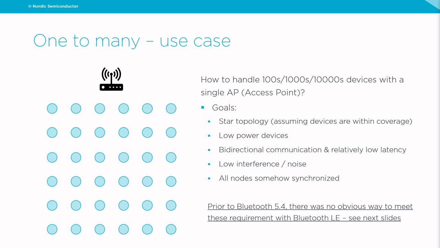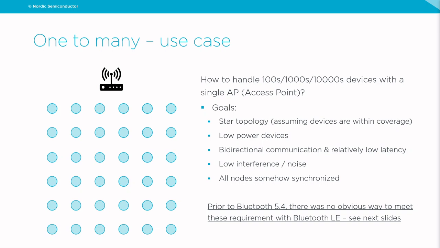Since we have many devices, we need a system with low interference. To achieve this, we also need all the nodes to be somehow synchronized to the access point. There must be a synchronization mechanism so that the tags, the devices, know when to wake up, when to send data, and when to go to sleep. In the following few slides, we will see that before Bluetooth 5.4, it was not possible to meet these requirements with Bluetooth low energy.